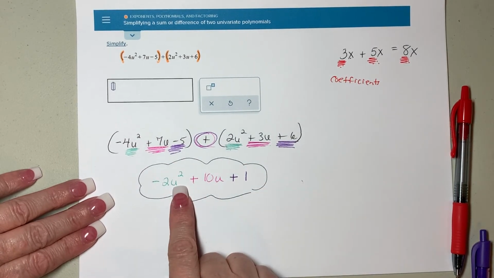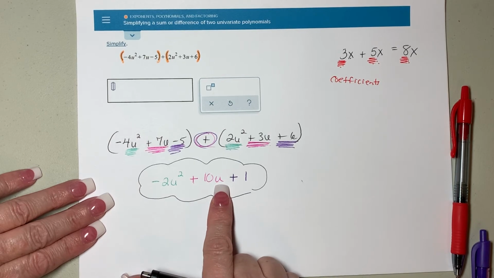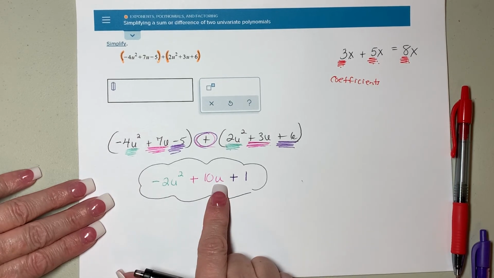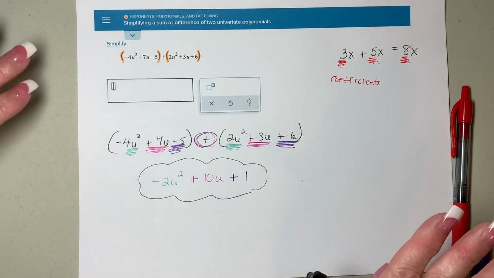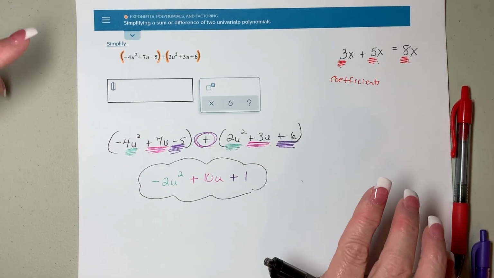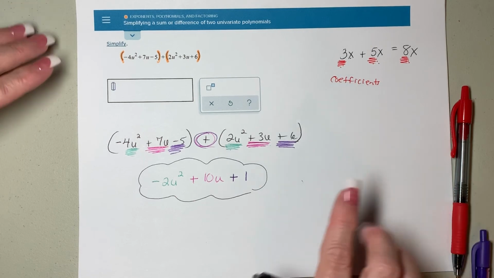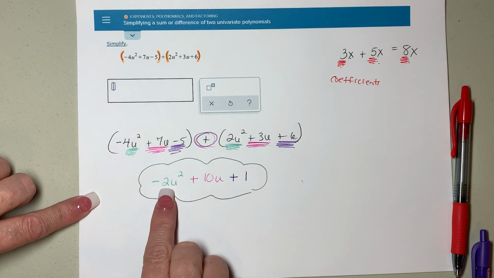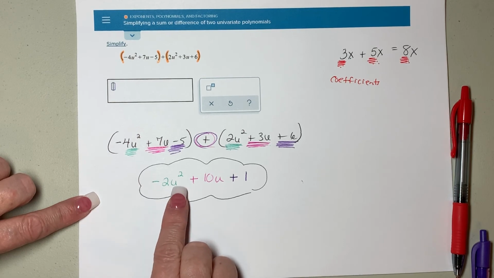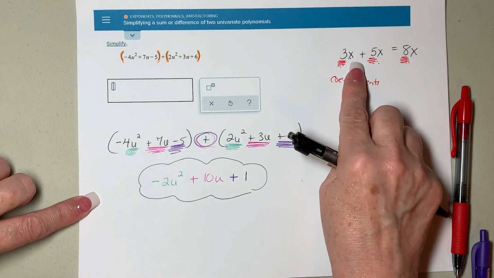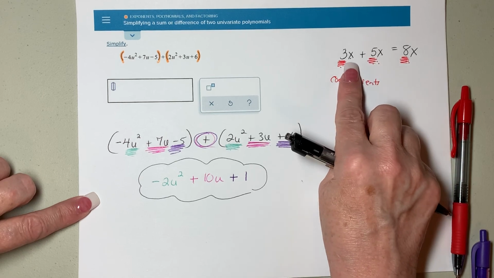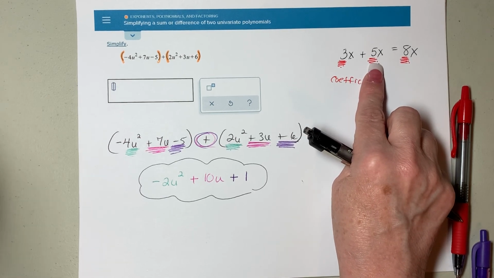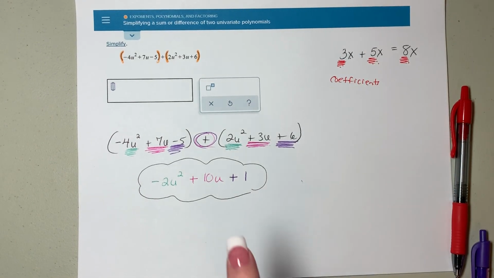You cannot add u squareds to u's. They're totally different. Remember, variables actually represent a number. I have no idea what the number is, but let's say that the number is a 3. Then what I'd have here is 10 3's, and over here I'd have negative 2 9's, because 3 squared would be 9. That'd be like having apples and oranges. They're totally different things. 3 apples plus 5 oranges is 3 apples plus 5 oranges. You can't add them together. So that's my answer.